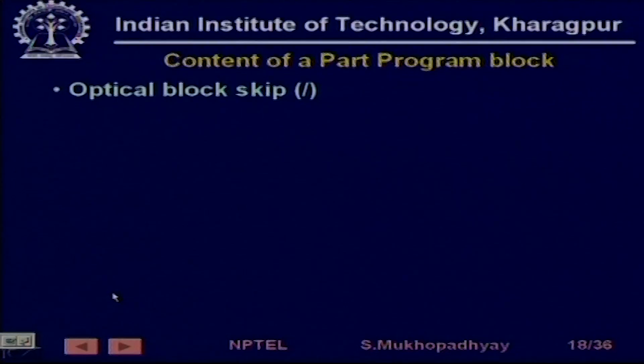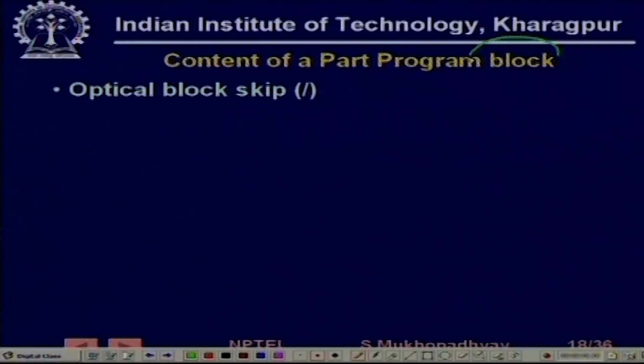Now we see that part programs are nothing but a particular form with which the manufacturing people have been familiar and convenient, but otherwise it just specifies some operation. So, every unit of operation is called a block. So, the part program basically consists of a number of blocks which get executed.